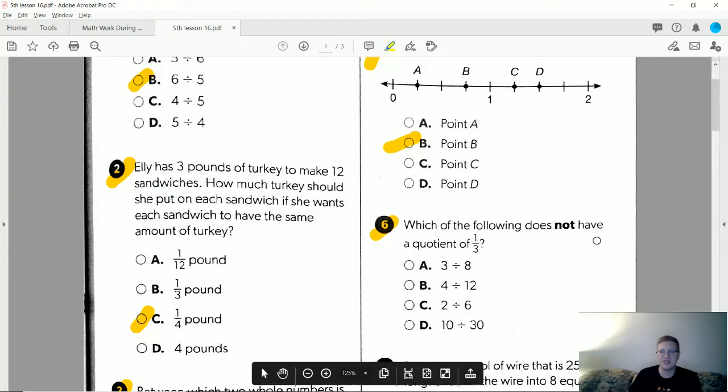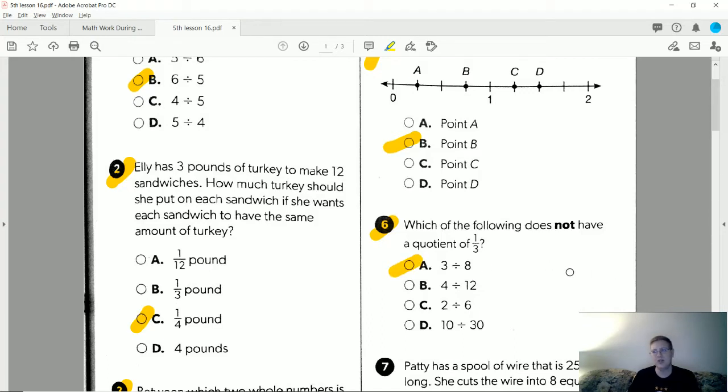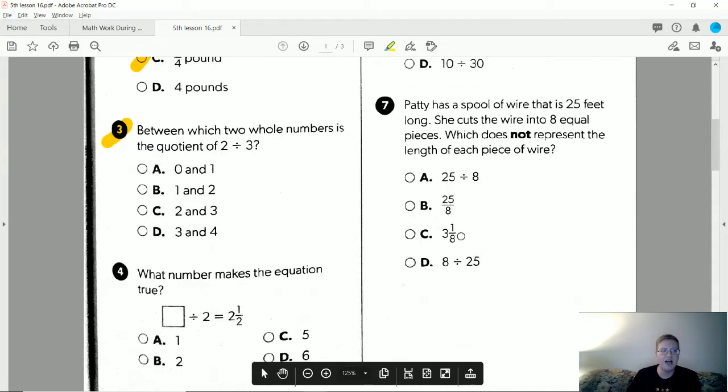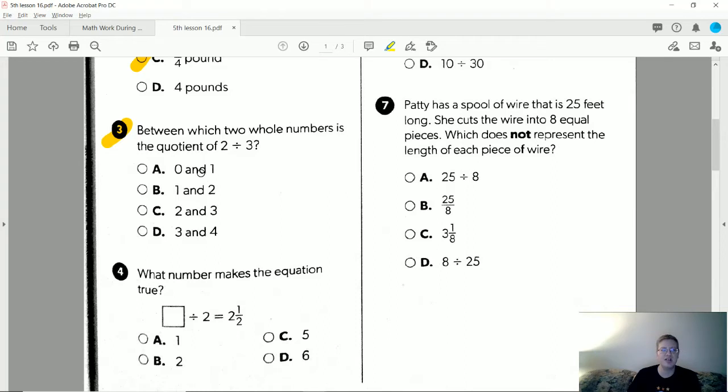Number 6, which of the following does not have a quotient of 1/3? That would be 3 divided by 8. We would have a quotient of 3/8. Number 3, between which two whole numbers is the quotient of 2 divided by 3? That would give us a fraction of 2/3. That would fall between 0 and 1.